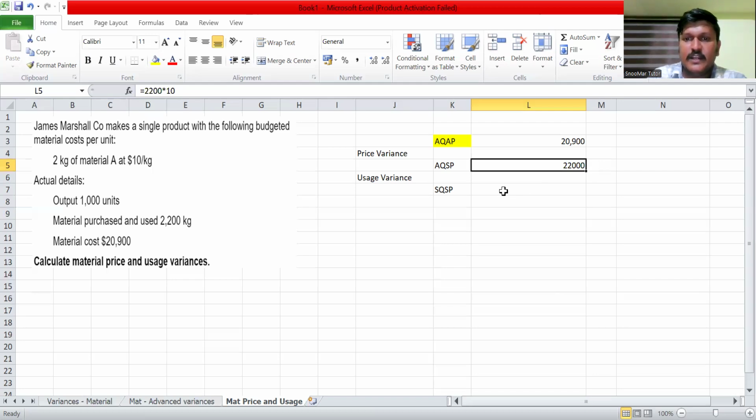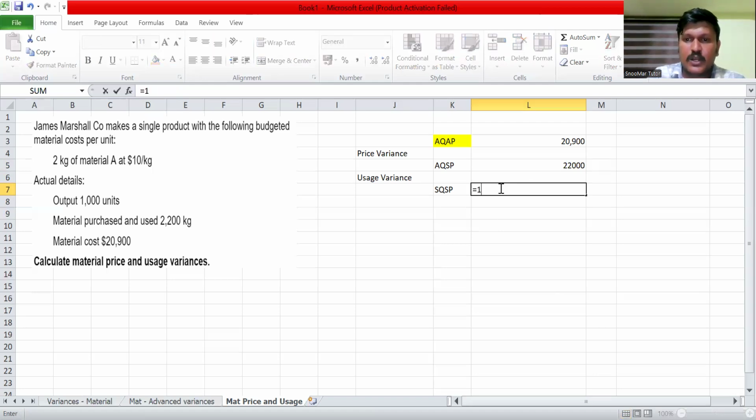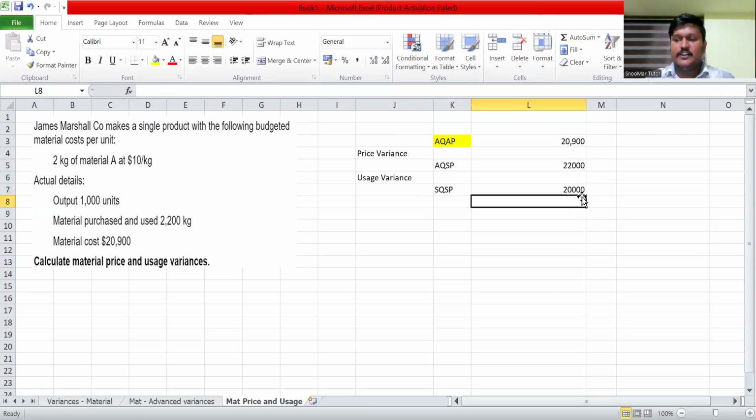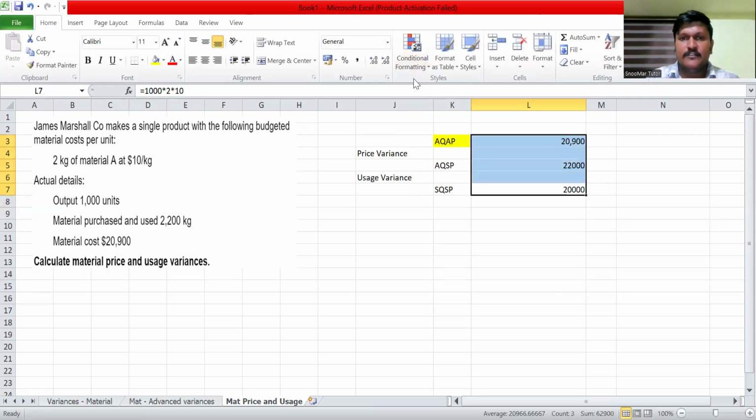Second thing is relating to SQSP. What is SQSP? Standard quantity. Let's consider what is your actual output: 1000 units, multiplied by your standard usage per unit. You are expecting 2 kg would be used, 1000 into 2. So standard quantity is 1000 into 2. Now SQSP is standard quantity multiplied by standard price. What is standard price? 10. So you will get 20,000 as a figure over here.